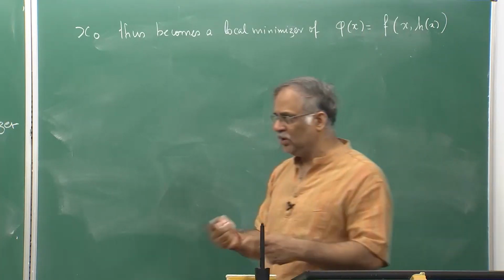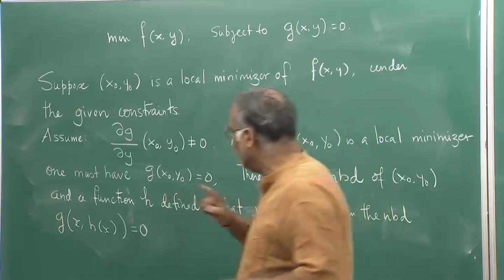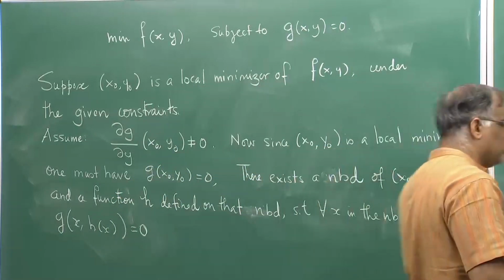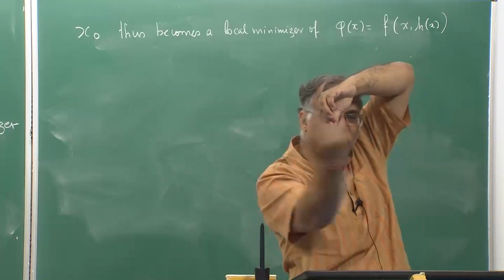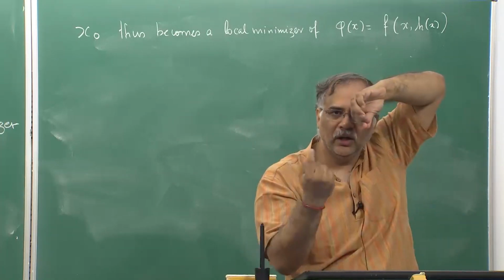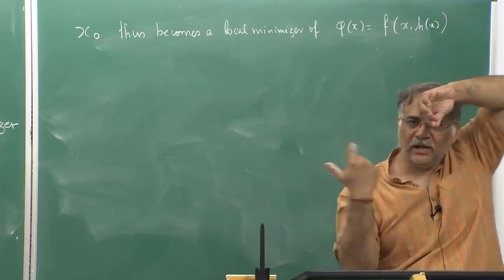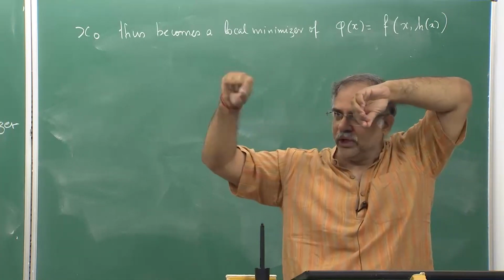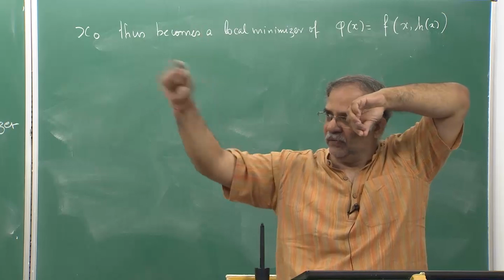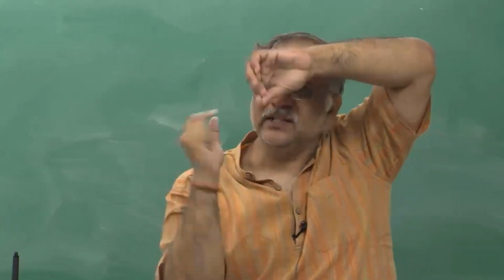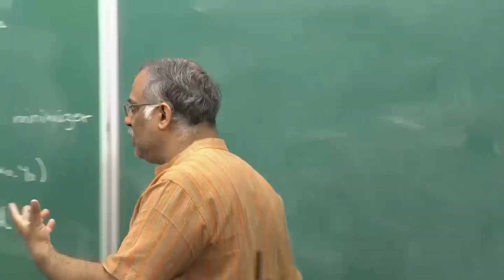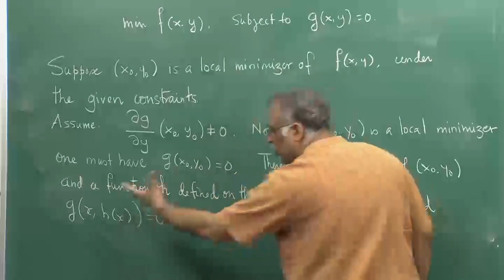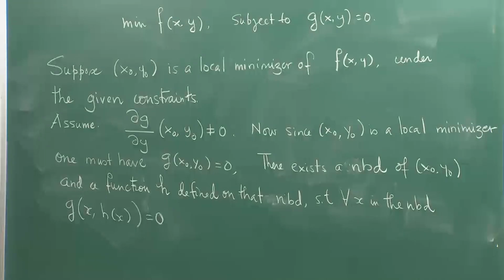Listen to this talk, stop it repeatedly, go back and forth and listen to what I have said. So you have x naught y naught, which is a local minimizer. So you have a neighborhood, a circular disk around it, and for all points in it which satisfy g of x, y equal to 0, f of x naught y naught is less than or equal to f of x, y. Now here we have a class of such points. We have a neighborhood around x naught y naught, by the implicit function theorem, such that this happens.